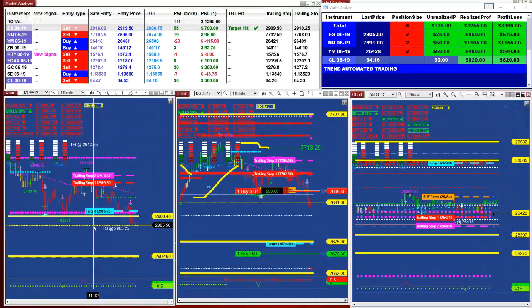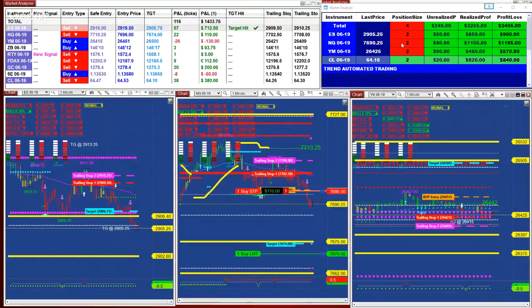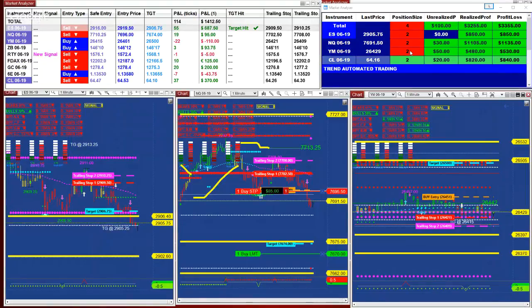As we see from the scalping, it is all short trades. The ES is on a short trade. The Nasdaq is on a short trade. The YM is on a short trade. So that will give us a very good indication the market is trending down.